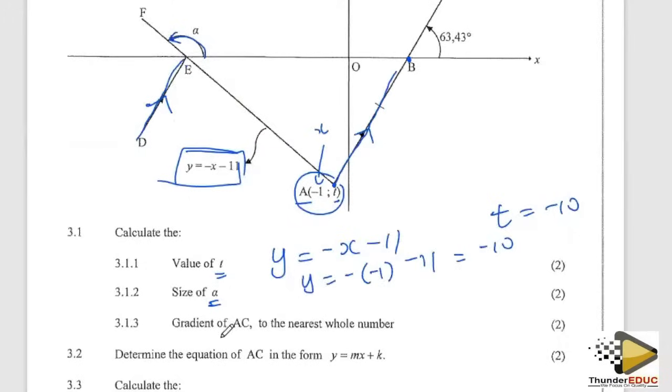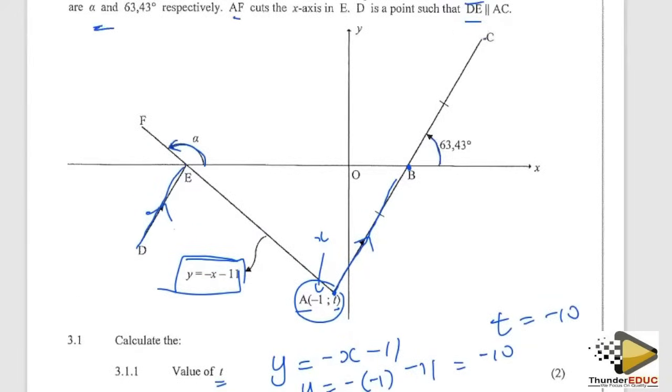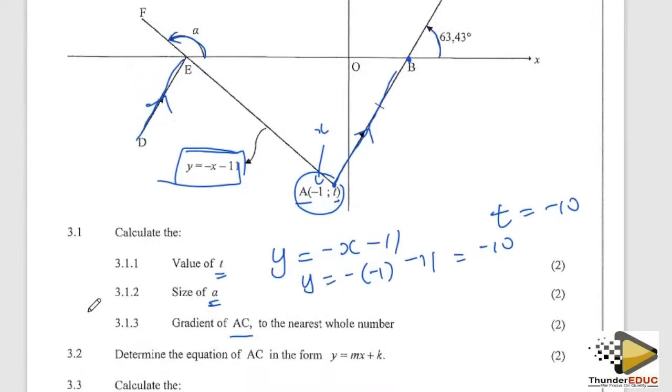Then 3.1.3, they want the gradient of AC to the nearest whole number. So AC is this line. But all we know about this line is just one coordinate, which is E. So we don't have any other coordinate points, so we cannot use the normal change in y over change in x. But all we have is the inclination angle.